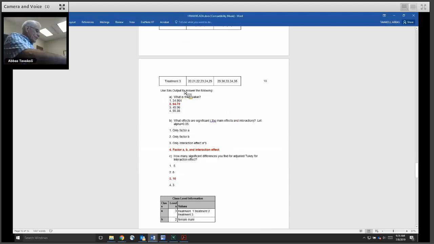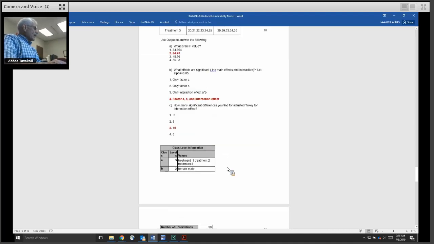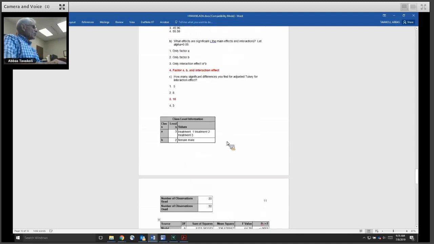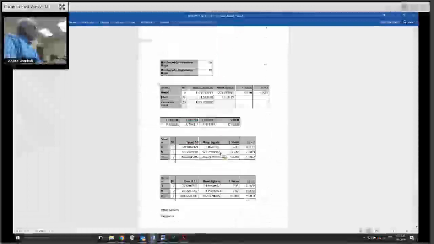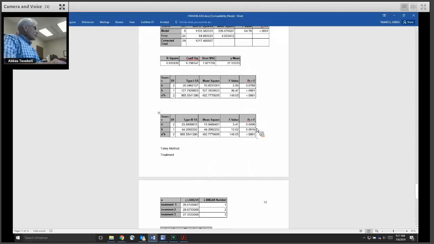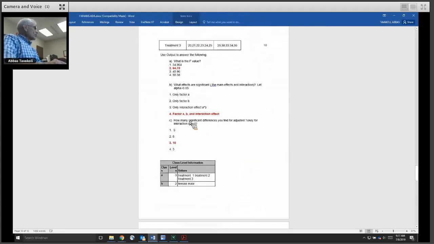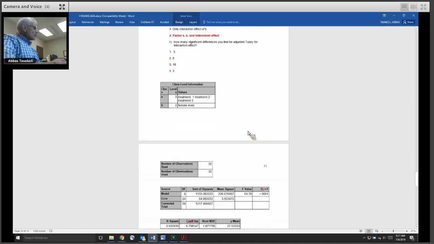Answer the question: what is the F value? 64.7 for the A part. And for examining the effect, you're looking at type 3. If you look at all of these, the p-values are less than 0.05, so therefore you say factors A, B and the interaction are significant. Now, question C, I ask you how many significant differences you see in adjusted Tukey.